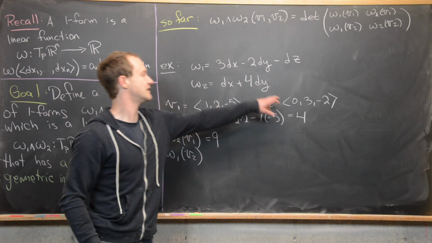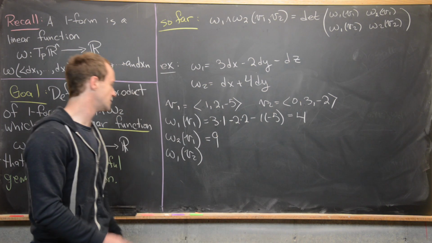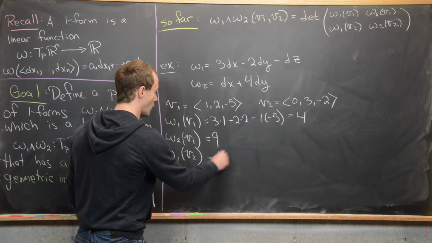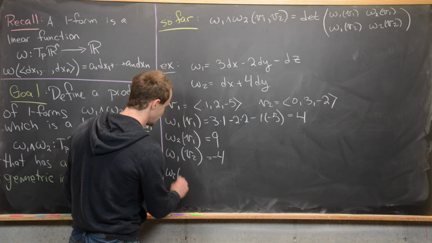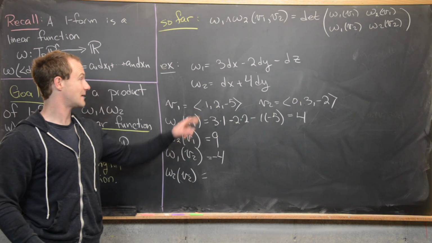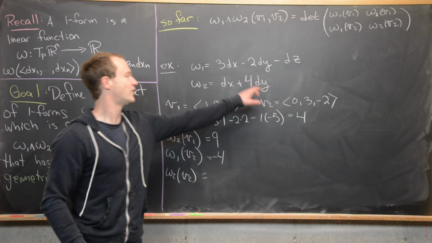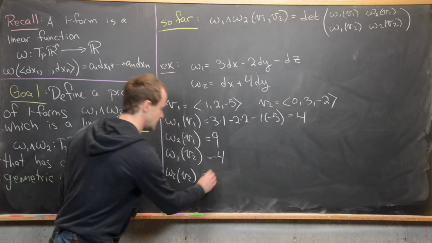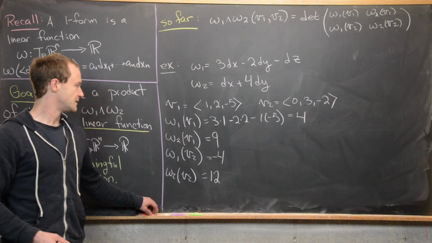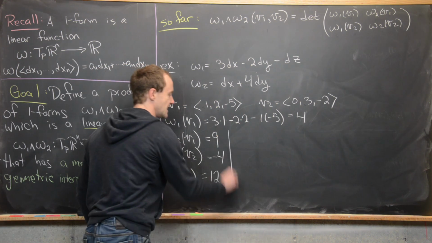So notice we're going to have -2 times 3, that's -6. And then plus 2, so that's going to be -4. And then finally, omega 2 evaluated on V2. So let's see what we get for that. Notice omega 2 only has a dx and a dy component. We have 4 times 3, so that's going to be 12. Great. And so now we have all of the parts that we need in order to calculate this.